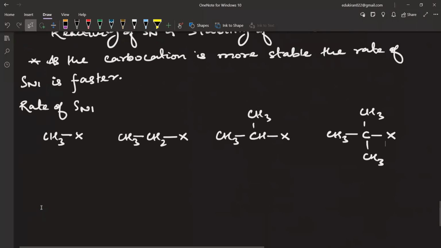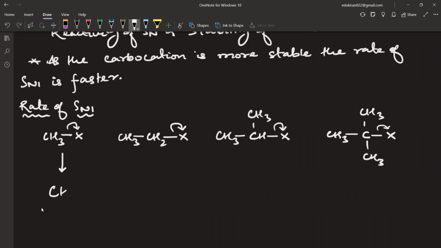Now, whenever you have to arrange a sequence of molecules in reactivity towards Sn1, you will always draw the carbocation, at least initially. So what will be the carbocation here? You just remove the X from all of these. What will you be getting? You will be getting CH3 with a positive charge here.